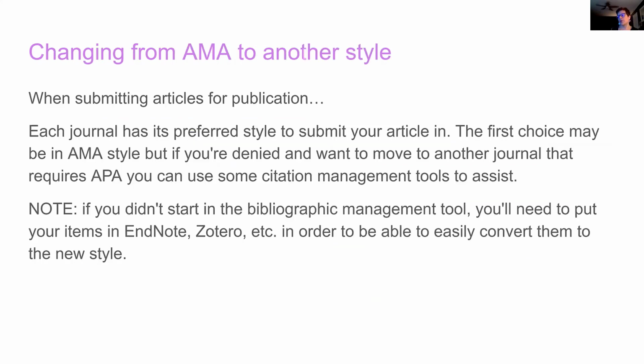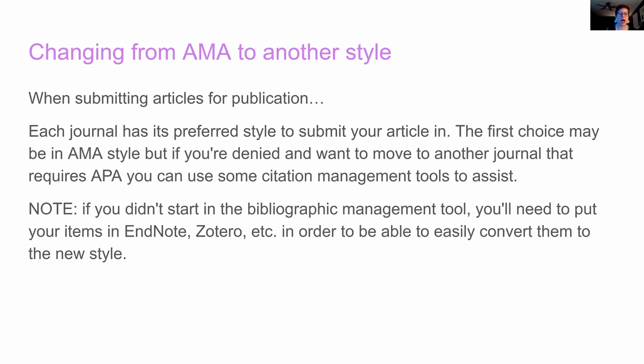And then I just wanted to talk a little bit about changing from AMA to another style. So you may be writing an article, you may be working on something where you have a journal in mind, and perhaps the journal that you have in mind is requiring APA. So you prepared your paper in APA style, or conversely, you prepared it in AMA style. The article gets rejected and you have to submit to another journal, which may require the opposite style of the one that you were using, right?